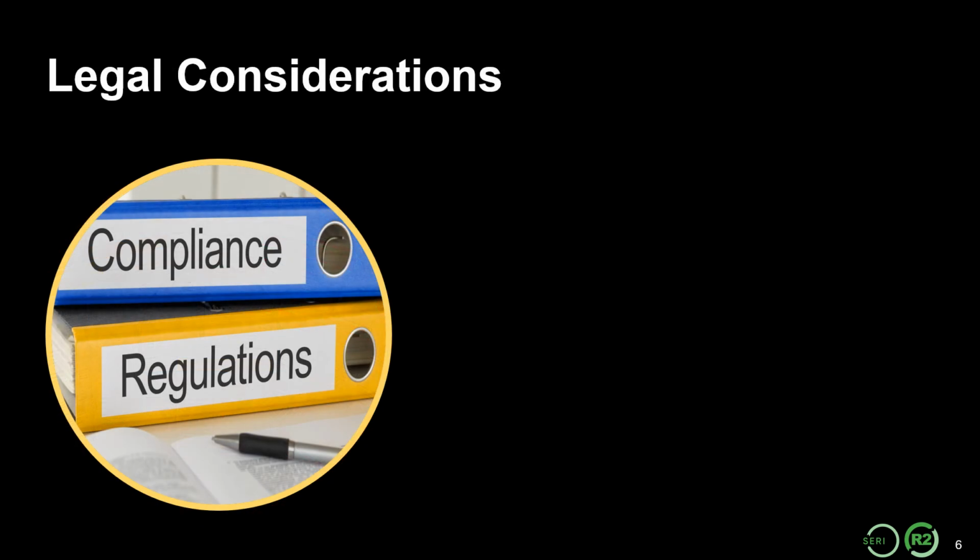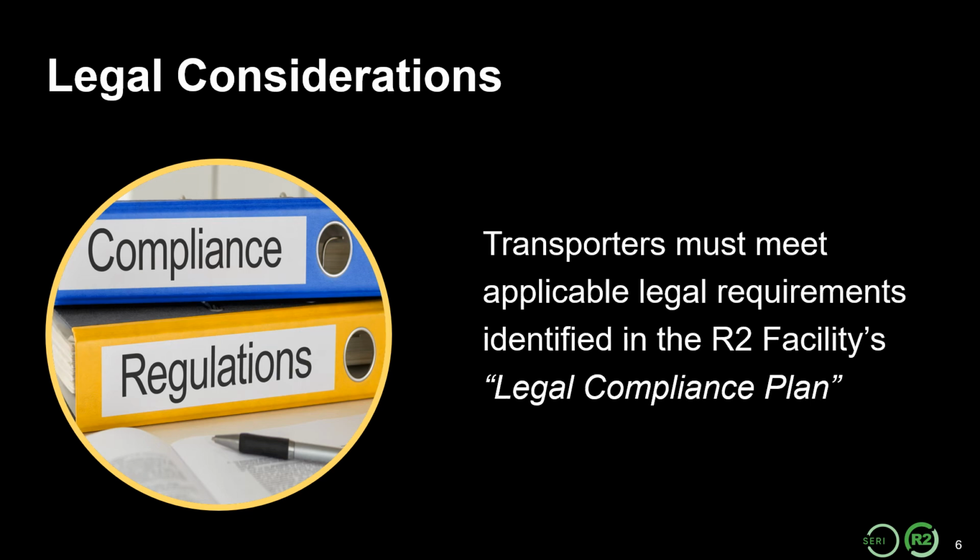The final consideration for transport is to ensure that all transporters used by the R2 facility meet all of the legal requirements for that shipment, as identified by the R2 facility in its legal compliance plan. This may include things such as confirming the transporter possesses the required permits or licenses, and that they use the proper shipping documentation with accurate item descriptions and shipping codes. By confirming these details, the R2 facility can help to ensure the legal compliance of every shipment.